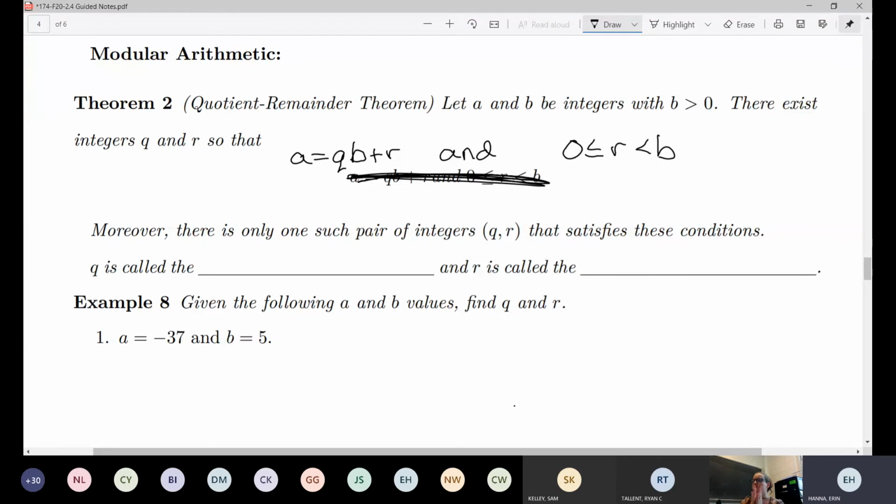So say you have two integers, B has to be positive. There exist integers Q and R such that you can write A equals QB plus R, where R is going to be between 0 and B. Now, the reason you already know this, but you might not think about it in this much generality, is that this is essentially dividing. You can always divide a number by something else and get a remainder. The remainder might be 0, but you can always divide a number by something else and get a quotient and a remainder. So we essentially have this pair of integers Q and R that satisfies these conditions, where Q is going to be called the quotient.